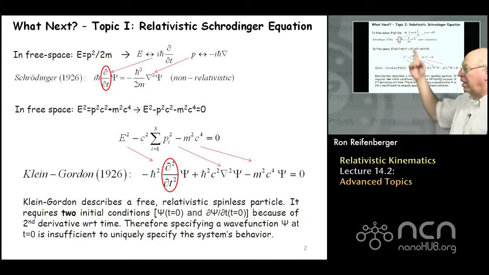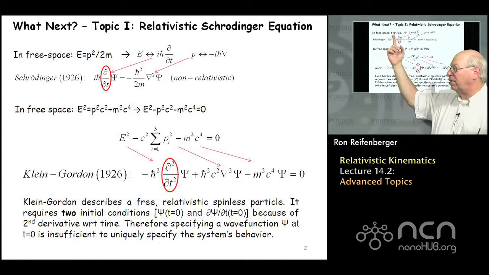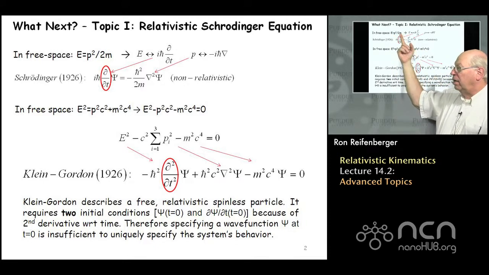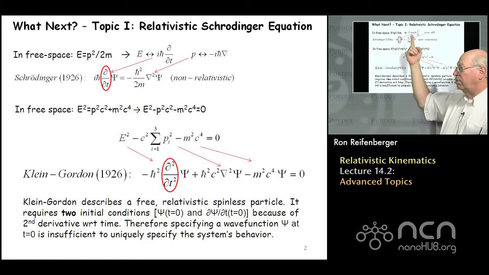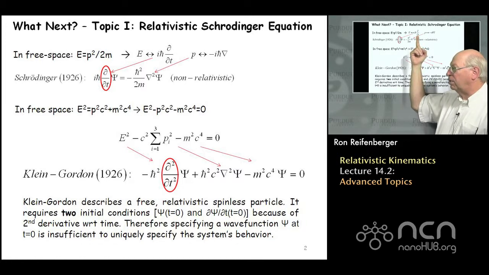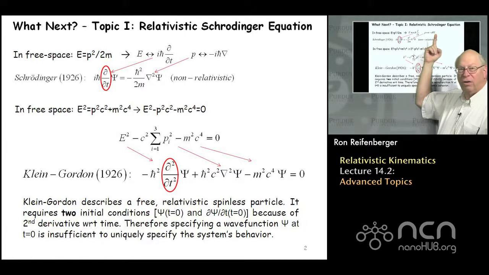So to begin the discussion, you'll recall that in free space, classically, the energy of a particle is equal to p squared over 2m, where p is the momentum. To go from a classical picture to a quantum picture, you have to invent operators that represent the various terms in this equation for energy. In particular, the energy operator was defined to be this derivative with respect to time. The momentum operator was defined to be a derivative with respect to space, so it's this gradient operator.